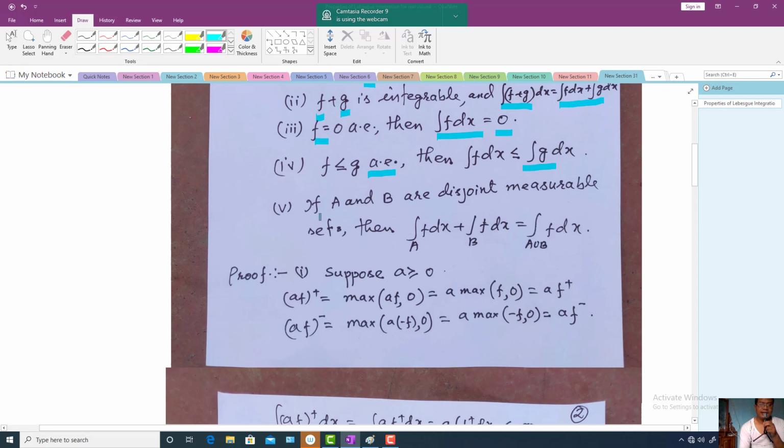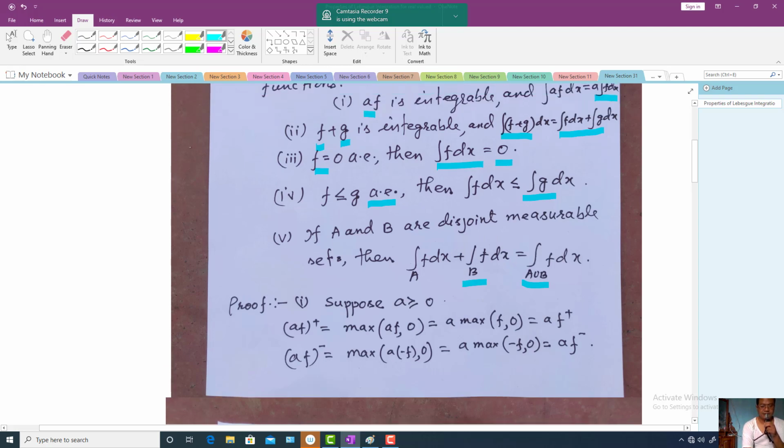And lastly, if A and B are disjoint measurable sets, then the integration over the set A union B of the function f is equal to the integration of f over the set A plus the integration of f over the set B. So these 5 results we are going to prove, and this is the extension of the results we proved for non-negative measurable functions. Okay, first let us prove number 1.